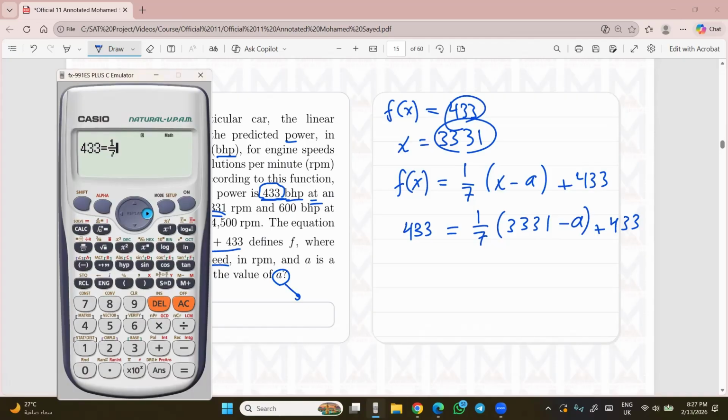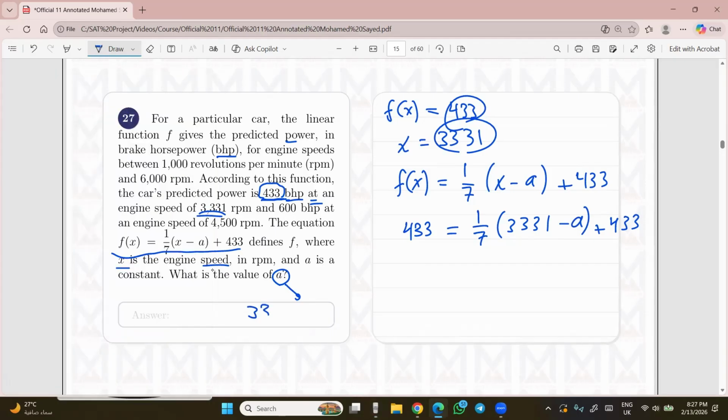1 over 7. And if you want to ask about how to use Desmos, you can go back to the PDF file. You find the way to answer using Desmos as another option. 3331 minus a, and a here can be considered as x. And then go out and write plus 433, shift, then calc, then equal sign, and you get the same number as 3331. So that's the value of a. Okay, that's how to answer the question.